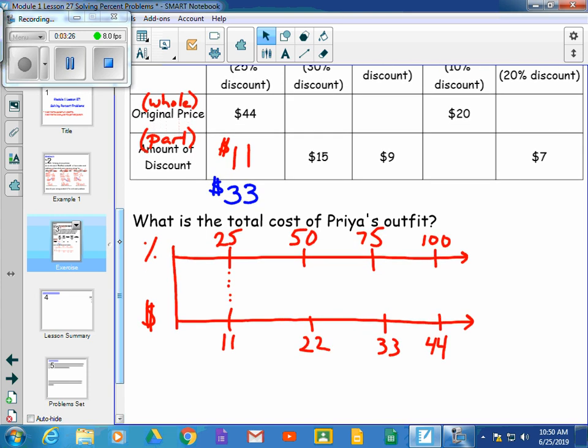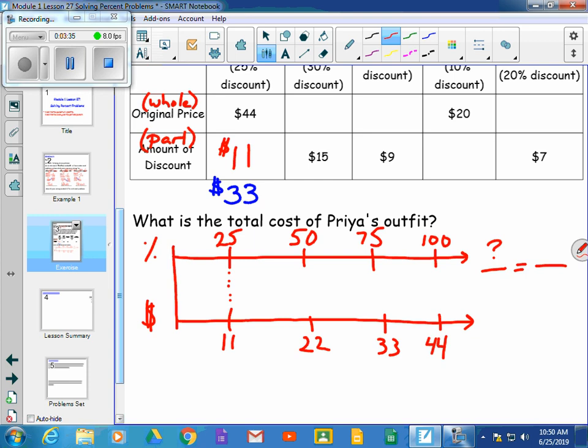Now, if I'm going to also use part over whole equals percent over 100, remember, I'm finding the part there. The whole was the original price. This is the discount percent out of 100. If I cross multiply and divide that, I get 44 times 25, which is 1,100, and divide it by 100, I get 11. I get the same exact thing as what I got on the double number line.